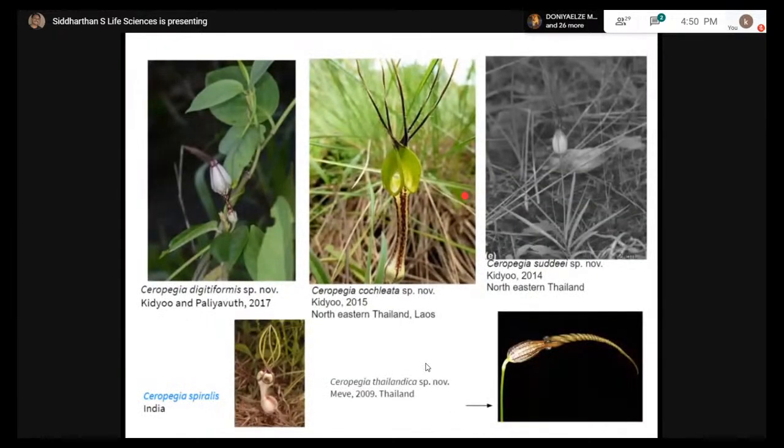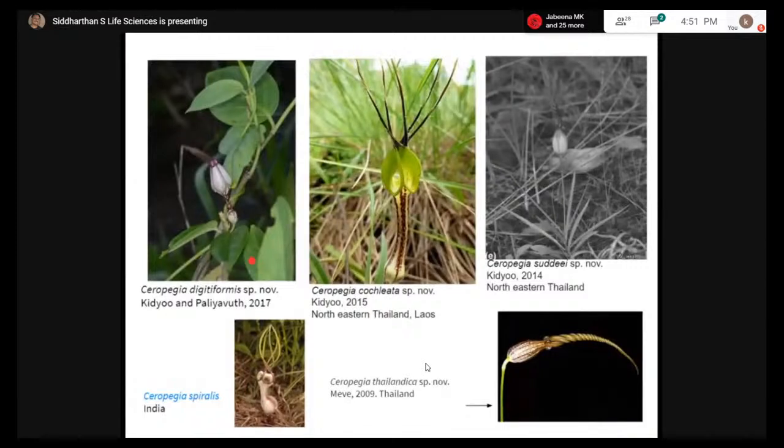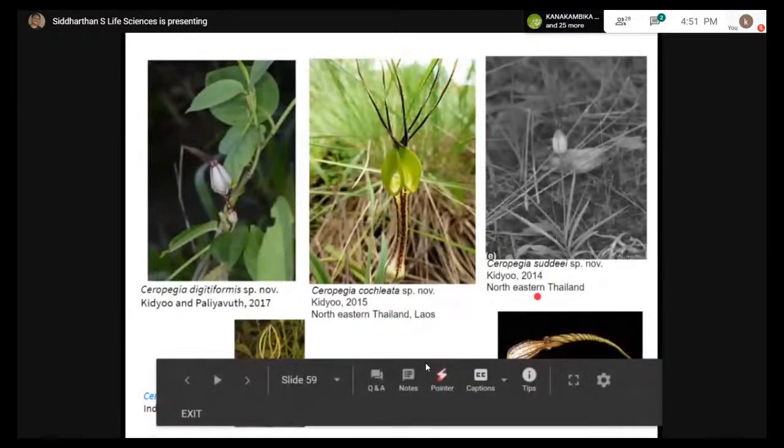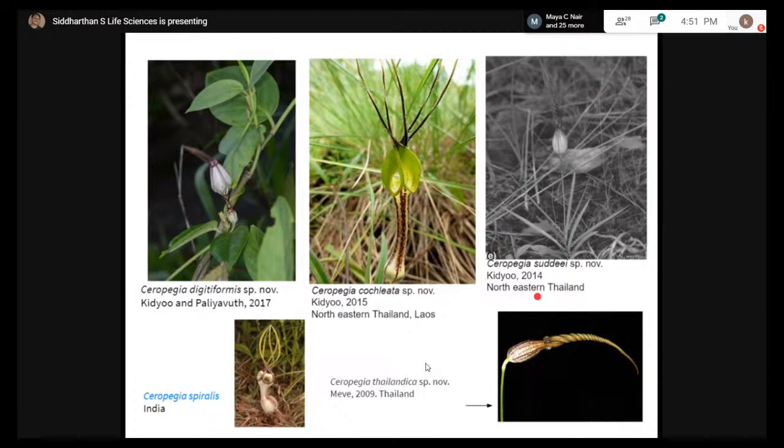So now some images I'm showing are from China and Thailand, the Southeast Asian region. So far it has been known that India is one of the hotspots for biodiversity. Now, interestingly, in new papers from 2017, 15, 14, at least 10 different species have been described in the last 5 years. That means there is a high amount of diversity even within the Serrapegias in Southeast Asia. And we don't know, probably the monsoons are also driving those things.